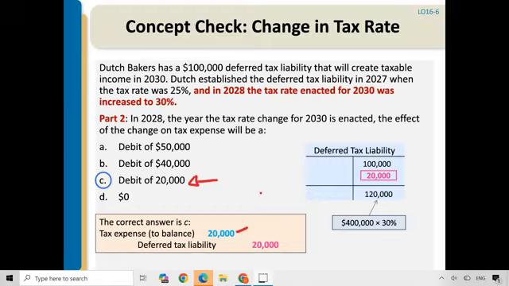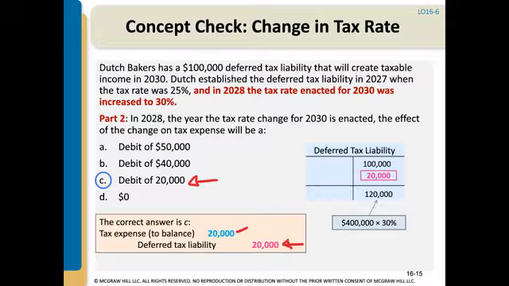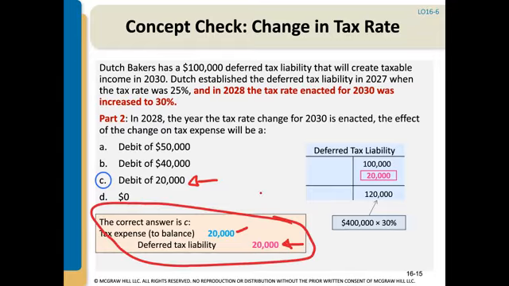I just want to reiterate one of these points: in the year that the new tax rate becomes enacted, that is the year that applies to the future deferred tax assets and liabilities that reverse in the year with the new tax rate. In the year that the tax rate is enacted, that's when you record this entry. That's when you true up your deferred tax liability at that point in time.